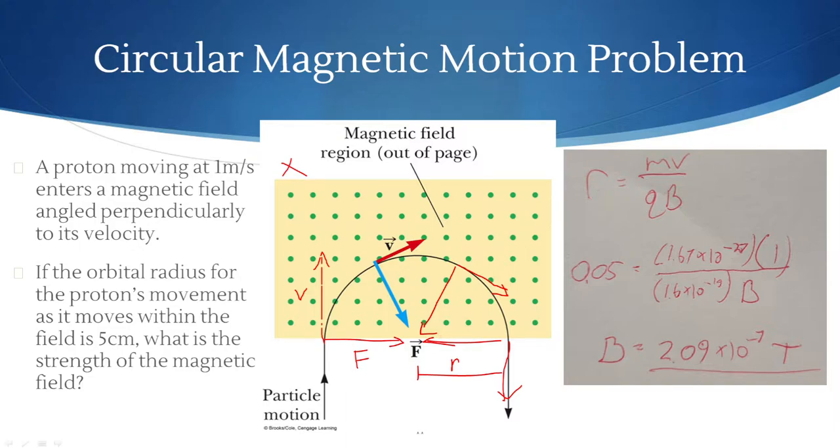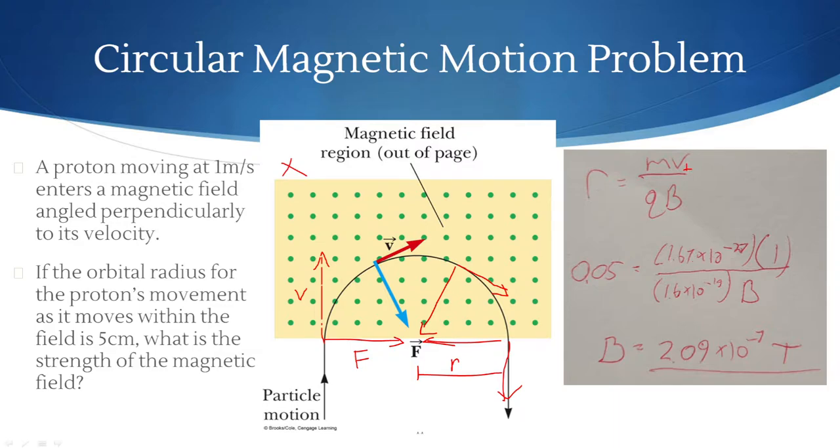So, our new formula: turning radius in a magnetic field equals particle mass times particle velocity, I should specify, perpendicular velocity, divided by charge of the particle times the field strength of that magnetic field. We're told our turning radius is 5 centimeters, so that's 0.05 meters.